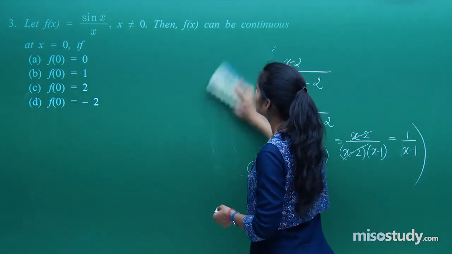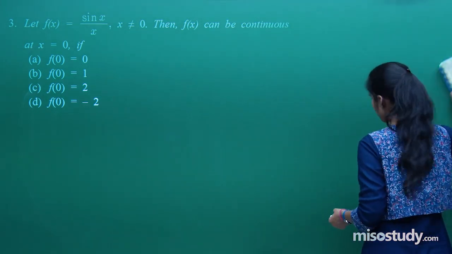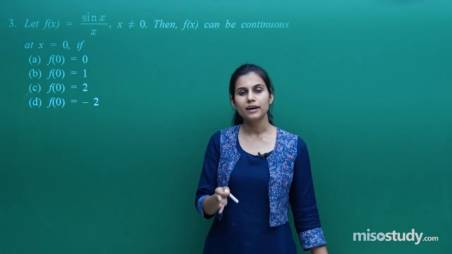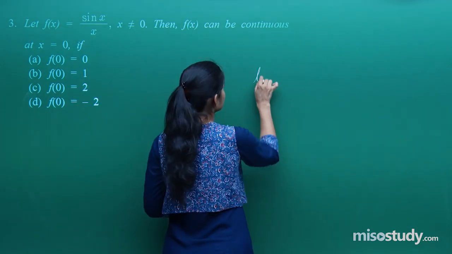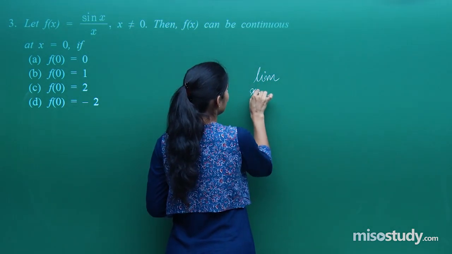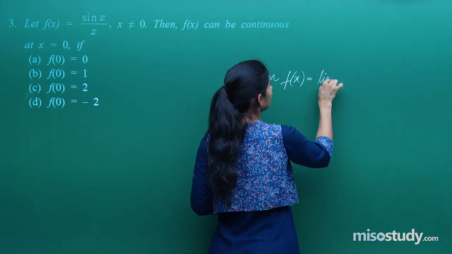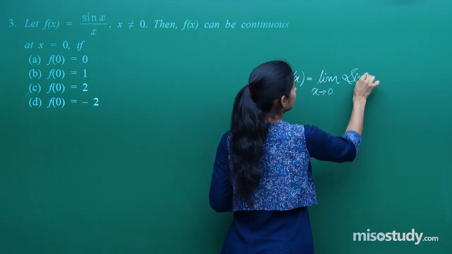What do you think is going to make this function continuous at x equals 0? This function will be continuous at x equals 0 if f of 0 is defined to be equal to limit x tends to 0 f of x. So what is limit x tends to 0 f of x? This is pretty simple. Limit x tends to 0 sin x by x.